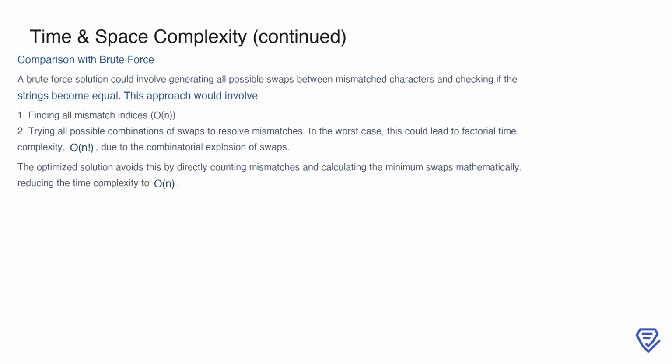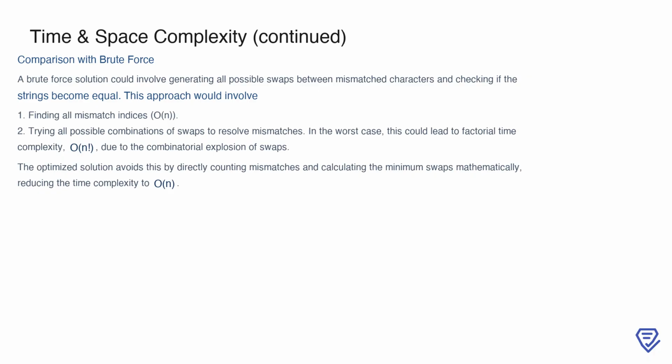It's helpful to compare this optimized solution with a brute force approach. A brute force method might involve finding all the mismatch indices and then generating all possible combinations of swaps to check if the strings can be made equal. Identifying the mismatch indices would already take O(n) time. However, trying all possible swaps introduces a combinatorial explosion, as the number of swaps grows factorially with the number of mismatches. This results in a time complexity of O(n) in the worst case.